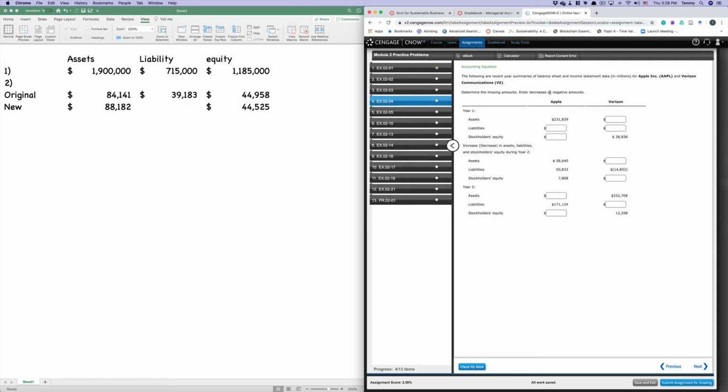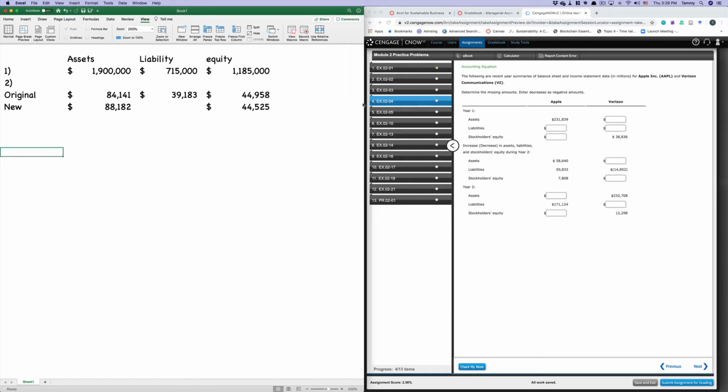Keep in mind here that we are looking at Apple in one column and Verizon in the other column. Then we have year 1 here, year 2 down here, and you need to work backwards via the changes. So this is a big old puzzle. Let's talk about how to set that up. I'll show you how to do it for Apple.